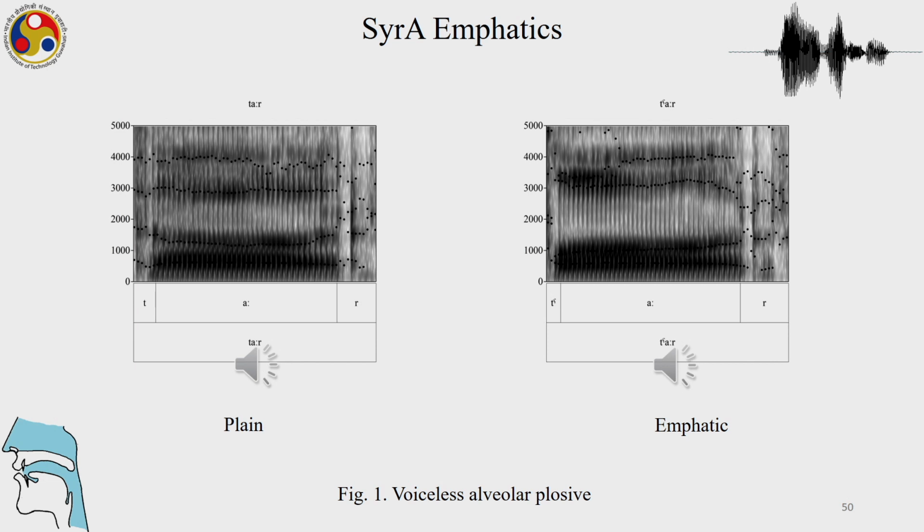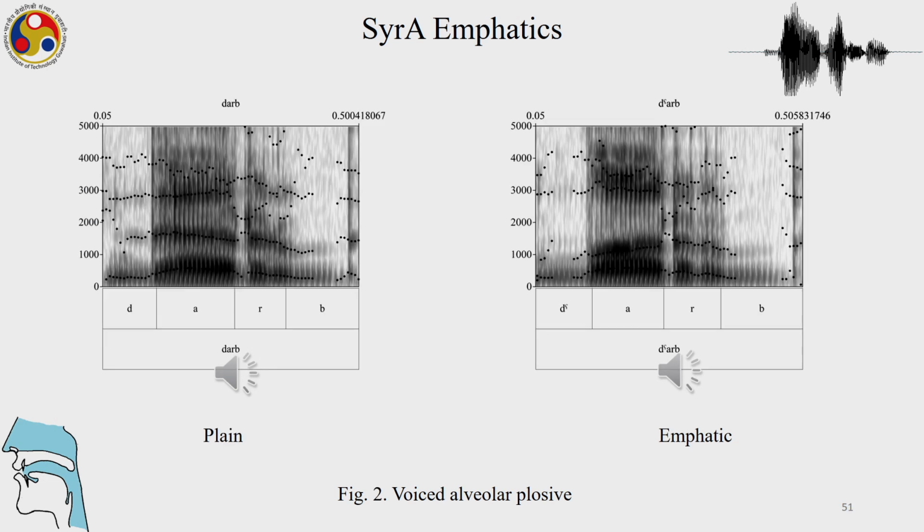That's a plain obstruent, a plain stop sound, a plosive sound, and this is an emphatic, which is glottalized. Tar. So this is a voiceless alveolar plosive in Syrian Arabic, which can contrast based on whether it is emphatic or non-emphatic. So it's a plosive, either this one, Tar, or this one with a glottalized quality to it.